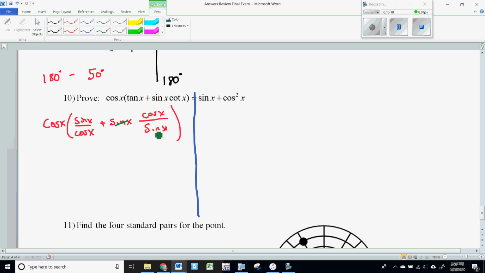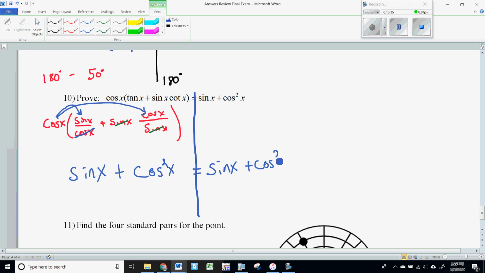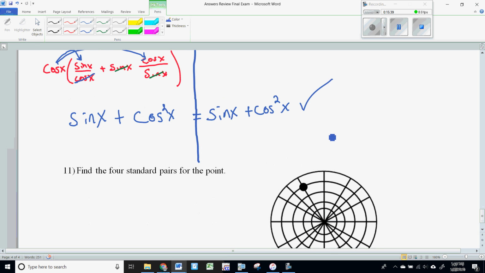And right away I can see inside here, before I even multiply, those go away. Now, if I multiply cosine times sine over cosine, the cosine is going to cancel. I just get sine of x. And then if I distribute the cosine through, times cosine, there I'm going to get just cosine squared. And that is what I was trying to get. So I have verified, or proved, that trig identity.